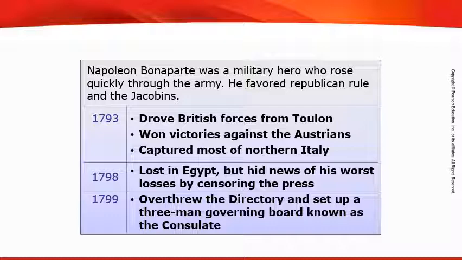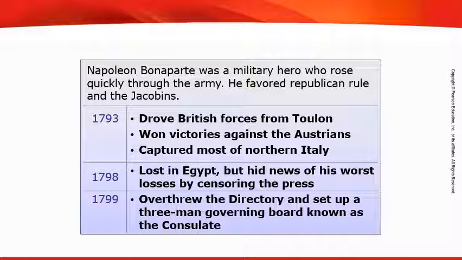In 1798, he had a military adventure against Egypt where he lost, but by using the press through his own means, he portrayed himself as a winner, and he hid the news of the losses from the French public. The French people did not know that he lost the adventure. So he only portrayed his victories to the French public, and he hid the losses.